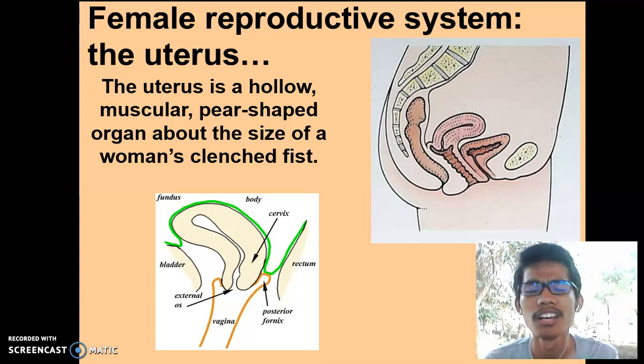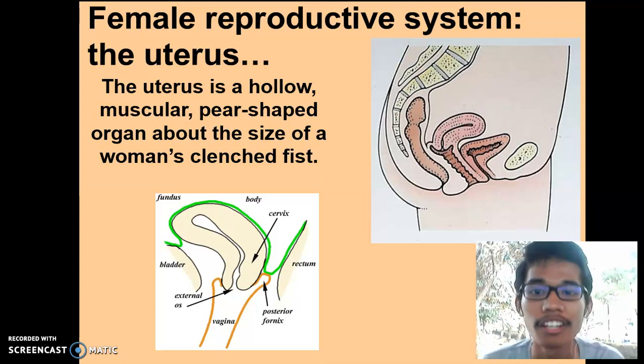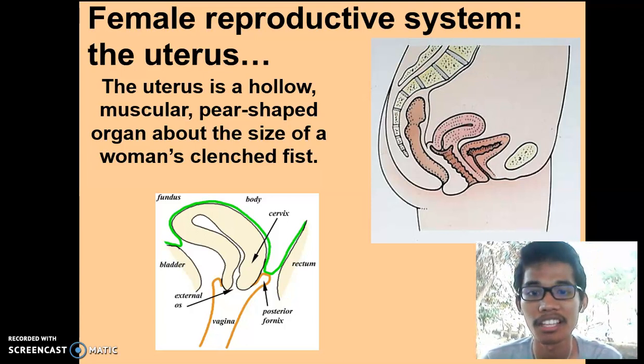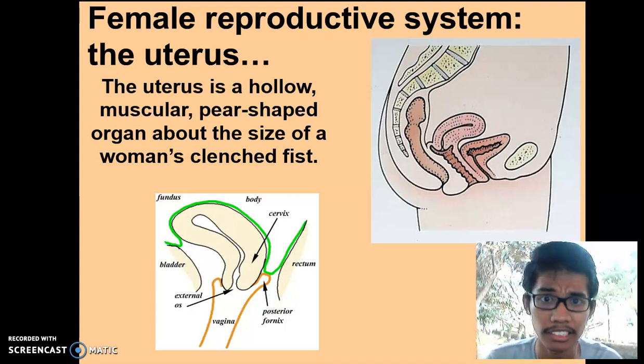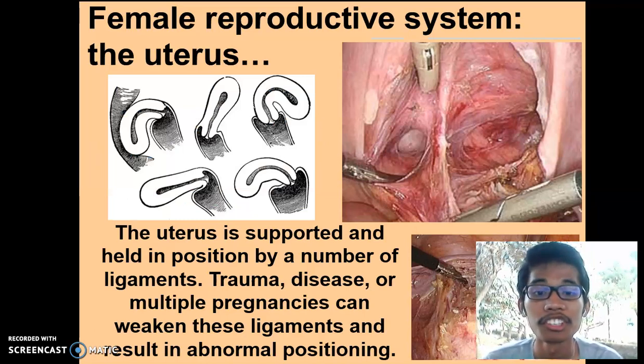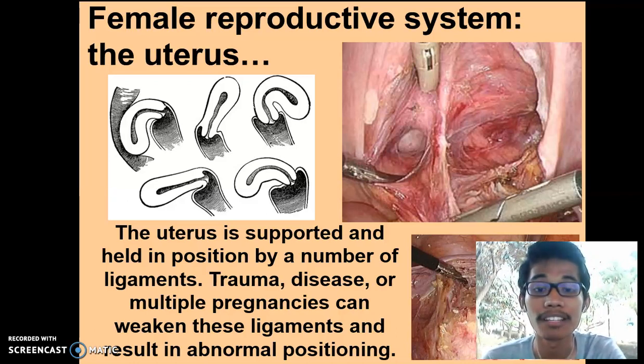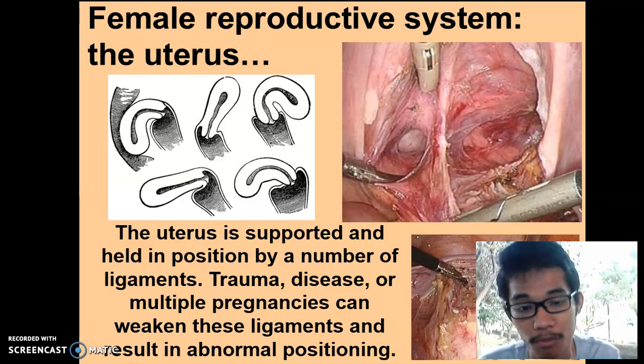First is the uterus. The uterus is a hollow, muscular, pear-shaped organ about the size of a woman's clenched fist. It is hollow and muscular, like in the uterus there is a muscle, same as our hand. So, the next slide. The uterus is supported and held in position by a number of ligaments. Trauma, disease, or multiple pregnancies can weaken these ligaments and result in abnormal positioning.